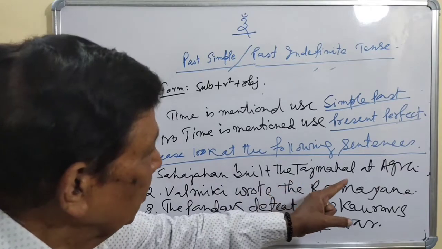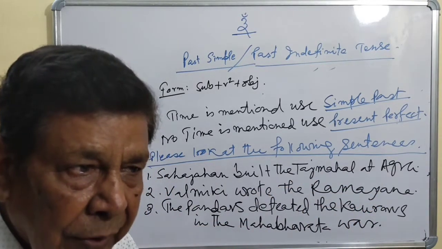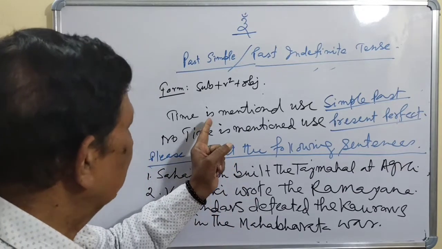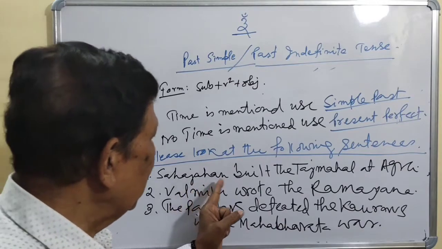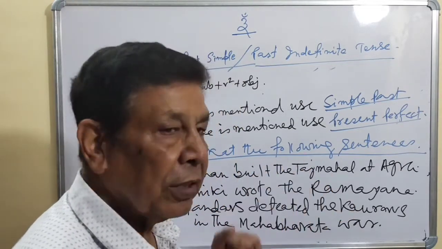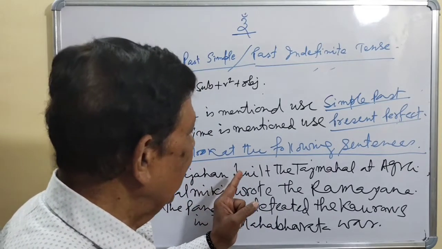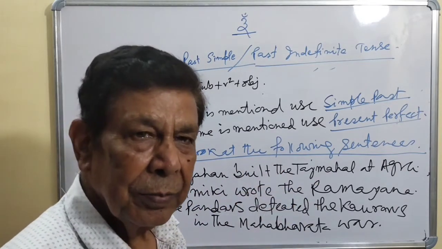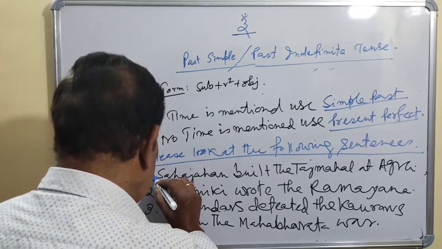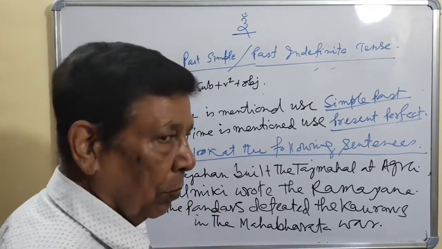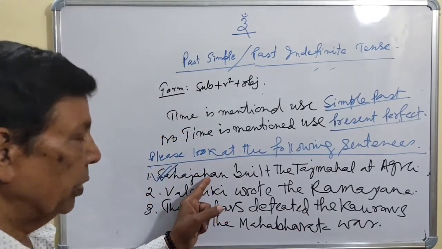Shahjahan built the Taj Mahal at Agra. Any time is mentioned? As per the rule I have given you, time is mentioned, simple past; no time is mentioned, present perfect. Here no time is mentioned when Shahjahan built the Taj Mahal at Agra. That means, do you mean to say Shahjahan has built the Taj Mahal at Agra? Is it? No. This sentence is absolutely right. Although no time is mentioned, this is absolutely correct.